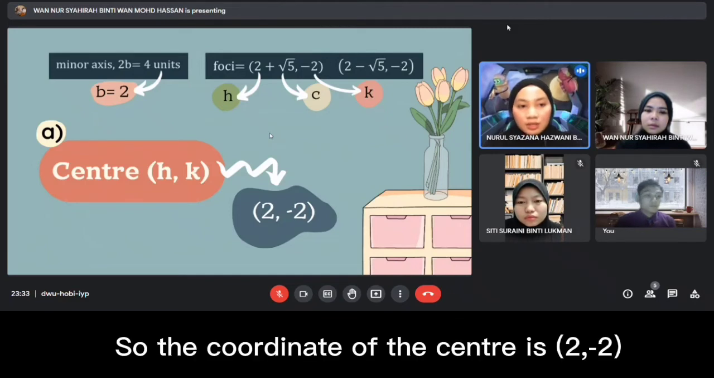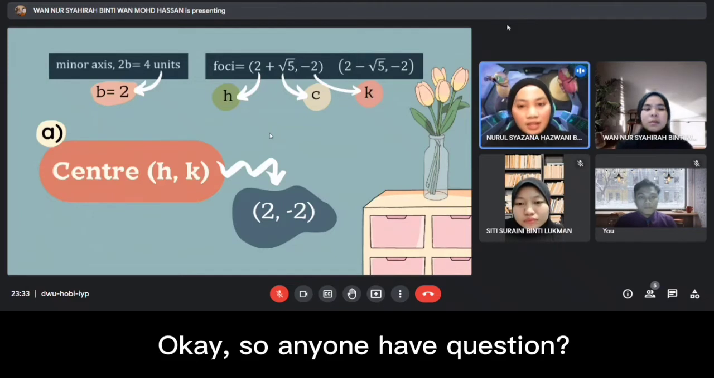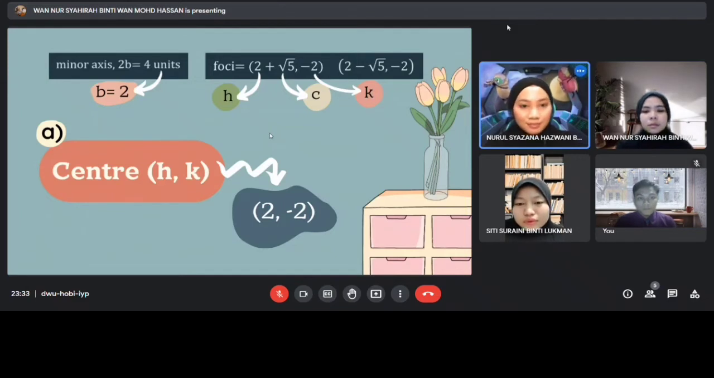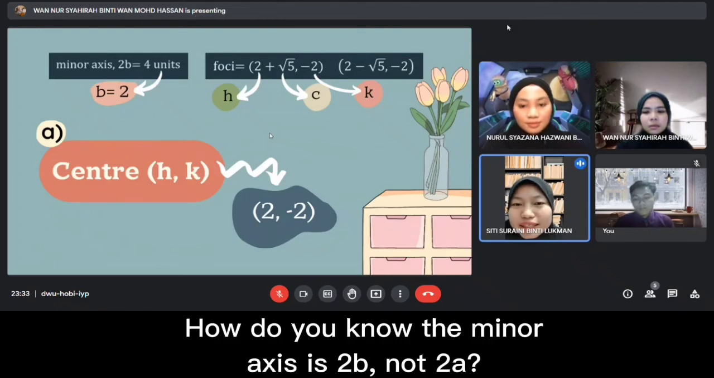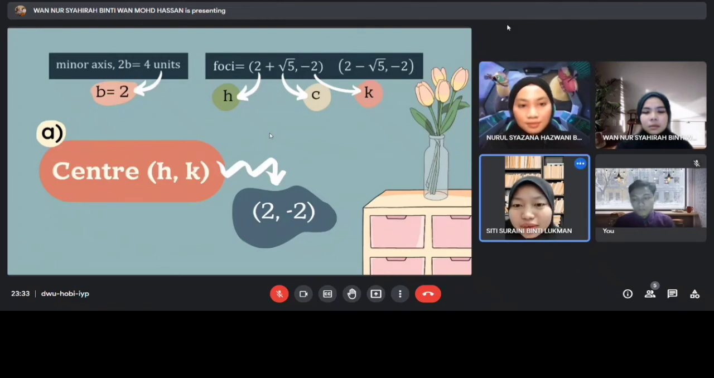So, the coordinate of the center is (2, -2). Okay, so does anyone have a question? Sorry, Dana, I have a question. How do you know the minor axis is 2b, not 2a?